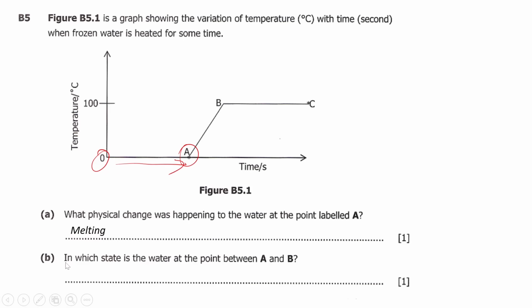Then in B, when they say in which state is the water at the point between A and B. So between A and B. Once water melts here, from O to A, it is melting in this process. Once it reaches here, it has already completed melting. So the graph again starts going like that. So from A to B, the state is actually liquid. It has already melted. So the answer here is liquid.